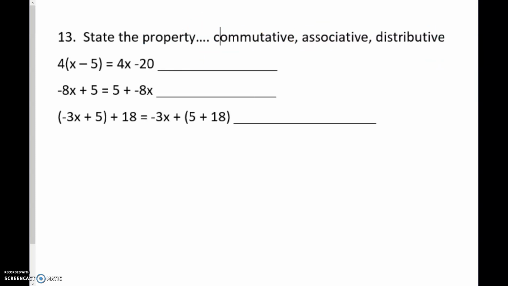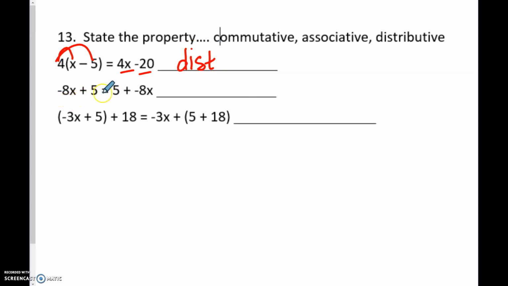All right, stating the property. Okay, the commutative, associative, or the distributive property. What is this first one showing? Well, 4 times x is 4x. 4 times negative 5. So when I start drawing those arrows in, that is your distributive property. All right, negative 8x plus 5.